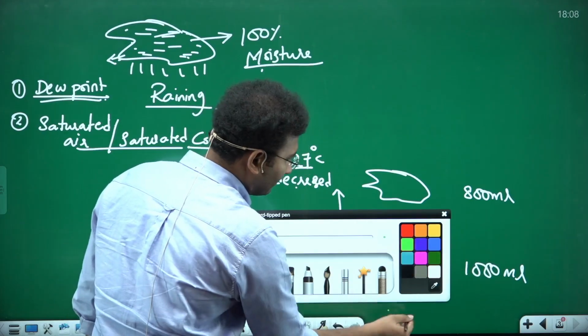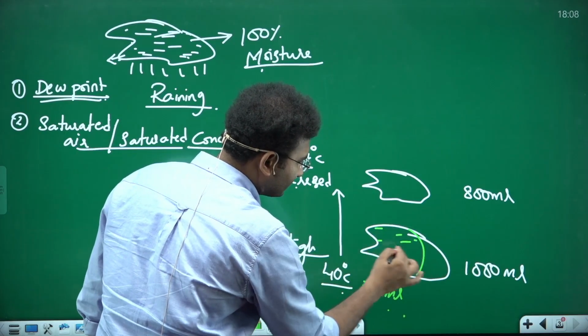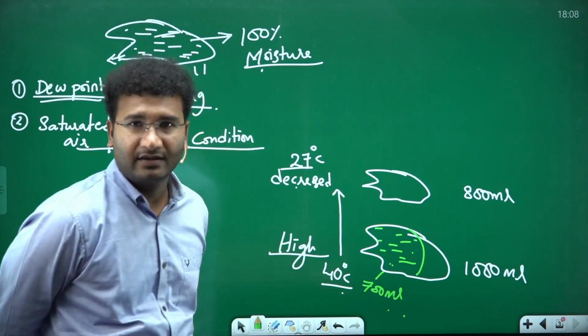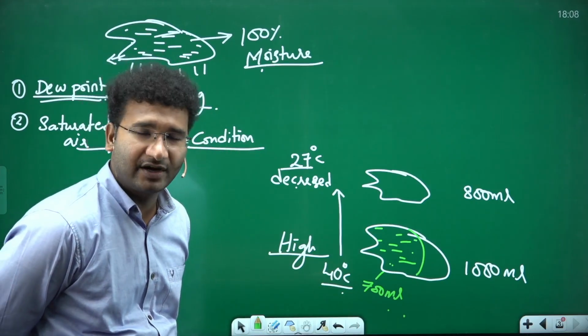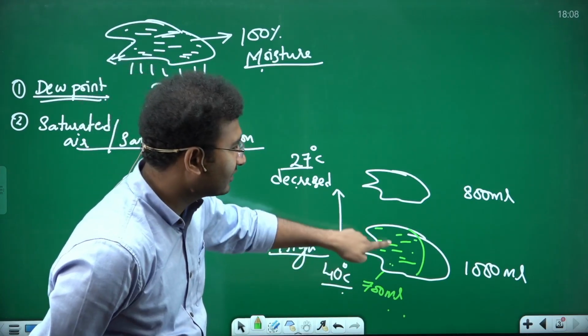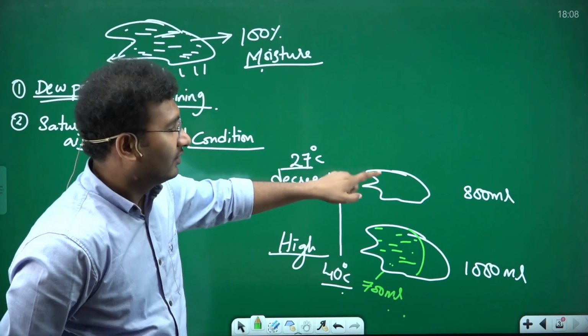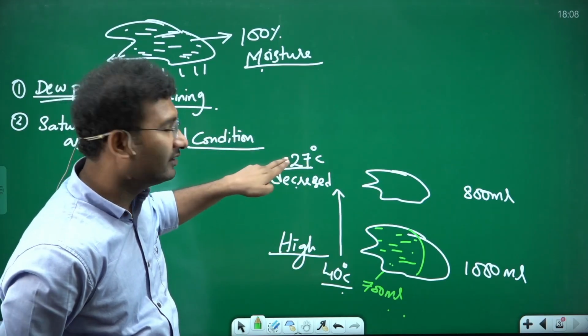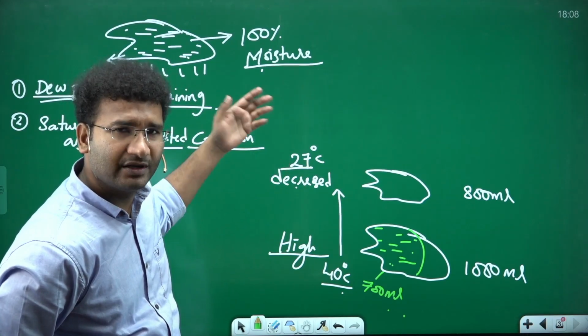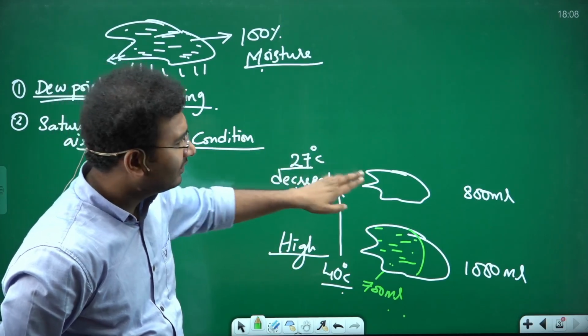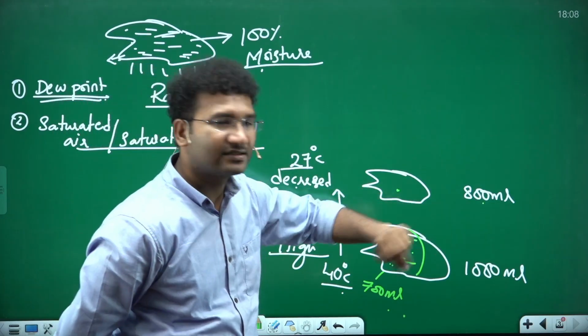Look at this: in the previous condition, I told you that this cloud can hold 1000 ml, but this cloud currently has only 700 ml of water, right? But I am taking this cloud to a little higher height. When I am increasing the height and decreasing the temperature to 27, the cloud can only hold less water.